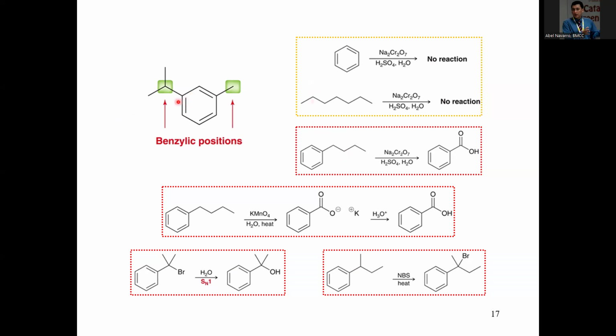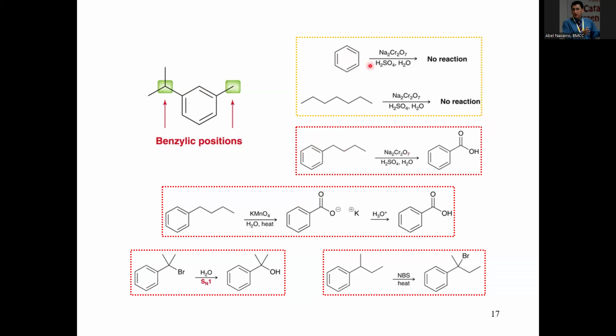You see this sp3 carbon, this sp3 carbon, those are called benzylic positions. These hydrogens that are sitting on the ring are called phenyl positions or aromatic hydrogens. But the ones that are right outside of the benzene ring are called benzylic. If you have hydrogens in the benzylic position, they are prone to be oxidized. A plain benzene ring with sodium dichromate, sulfuric acid, and water, there is no reaction. Plain alkanes in dichromate, sulfuric acid, and water, there is also no reaction.